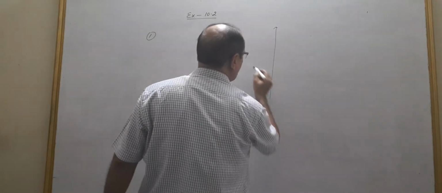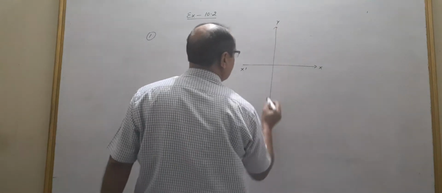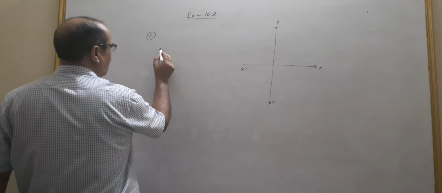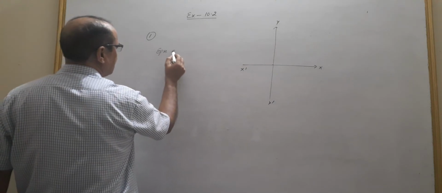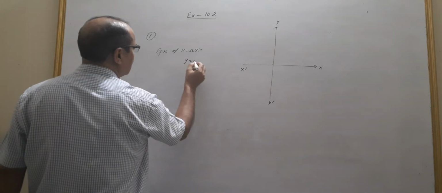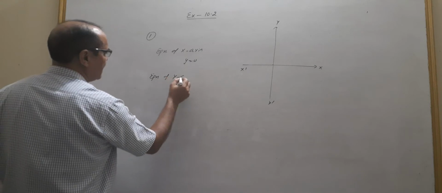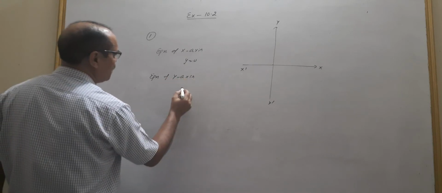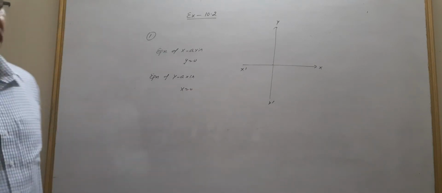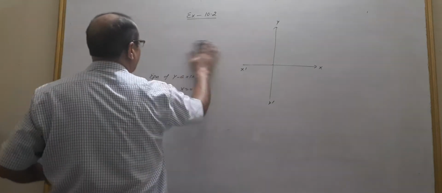So how to write the equation of the x-axis and y-axis? This is our axis system, x dash, y dash, and origin. You know that on the x-axis y is equal to 0, so the equation of the x-axis is y is equal to 0, and similarly on the y-axis x is 0, so the equation of the y-axis is x is equal to 0. So this is the first question, to find the equation of the axes.